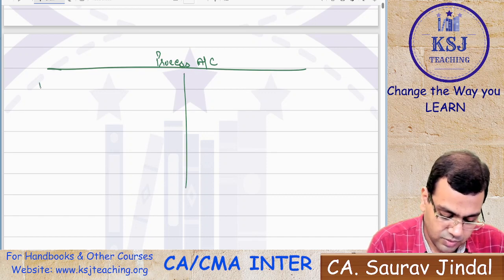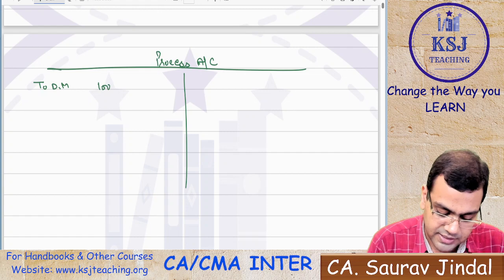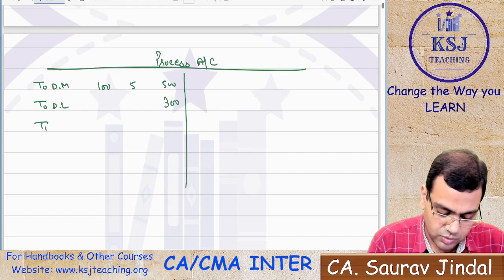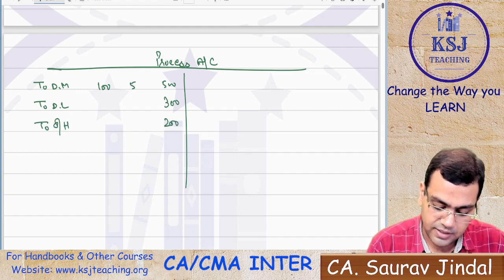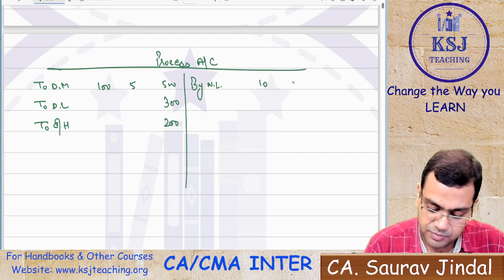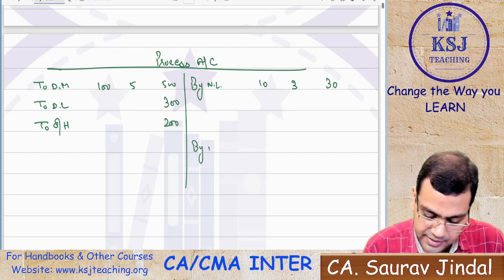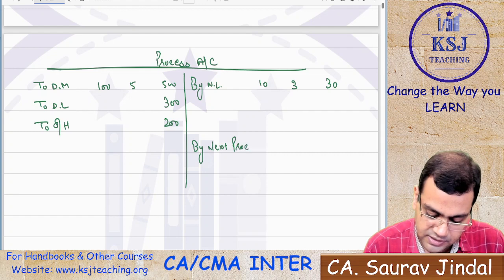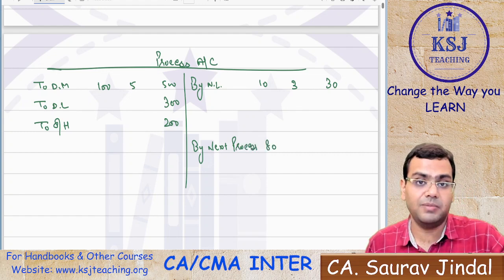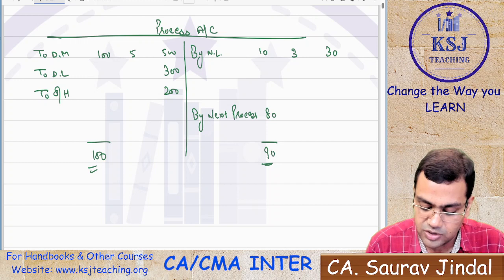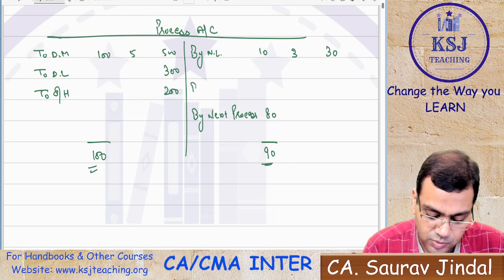Let's say you have to direct material 100 units at the rate of 500 rupees, right? To direct labor, let's say 300 rupees, to overheads, let's say 200 rupees, right? And I say here, by normal loss, 10 units at the rate of rupees 3, so 30 rupees is the scrap value on the normal loss, right? And by next process is 80 units. Now this is how it will be given. Let's say you have input 100 units, but your output is currently 90 units. Where are the remaining 10 units? The remaining 10 units will be your abnormal loss.